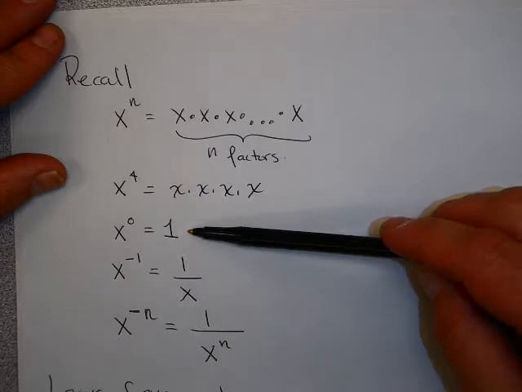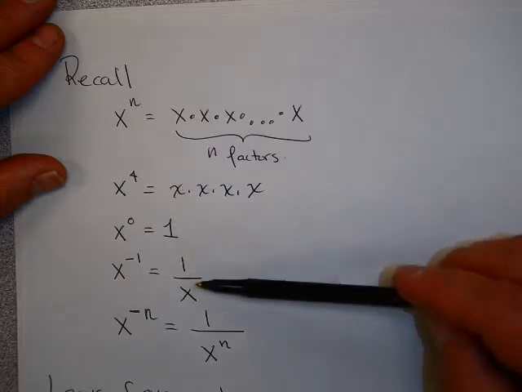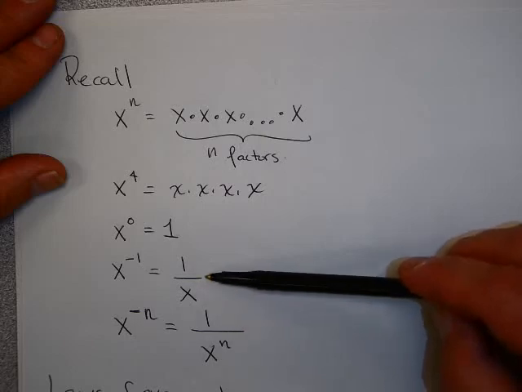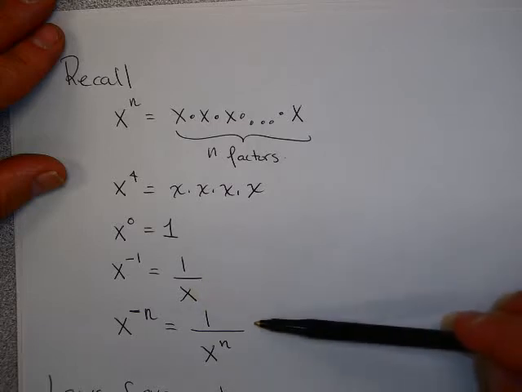We had an explanation of why that had to be true. And x to the minus 1 we defined as 1 over x. And again, we had an explanation why that had to be true. We also came up with the idea that x to the minus n is 1 over x to the n.